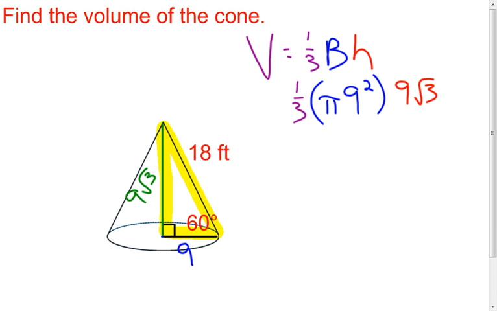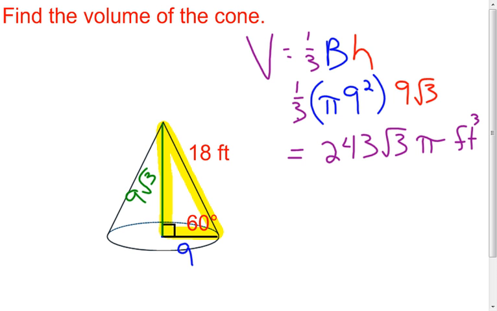Now I'm going to go through this and come up with the exact value. So I'm going to think about the 1/3. Take the 1/3 and multiply it by the 9. 1/3 times 9, that's 3. And then I have the 9 squared in here, which is 81. 81 times 3, 243. But then I have that √3 that I also have, and I have pi. So the exact volume of my cone here is 243 √3 pi cubic feet.